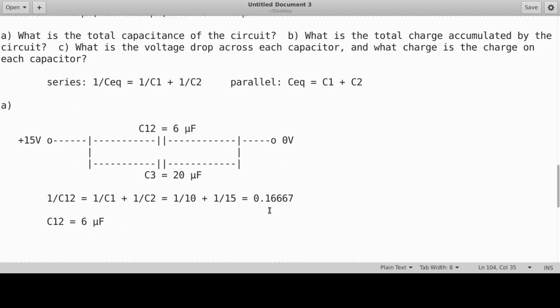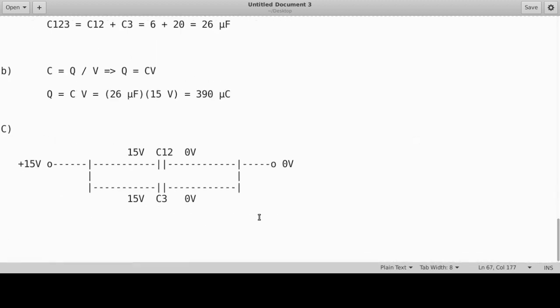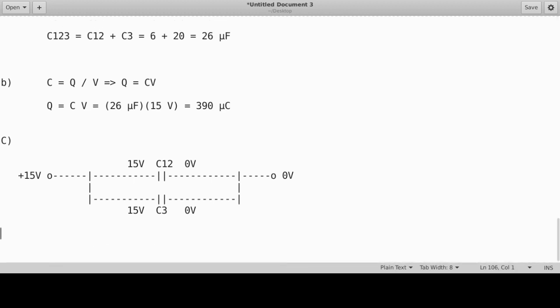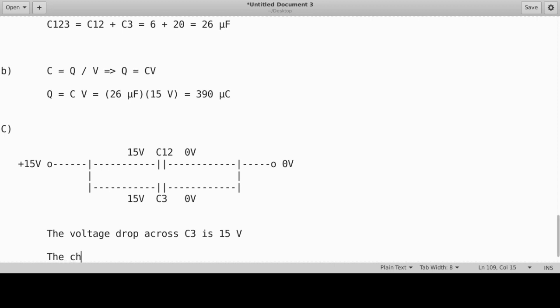Well, what am I asking? I'm asking for the voltage drop and the charge on each capacitor. For C3, we can already answer that. We're kind of done for C3. So the voltage drop across C3 is 15 volts. Okay. The charge on C3, you go, well, how do I answer that? Well, it's this formula here. You can apply that formula there, C is equal to Q divided by V.